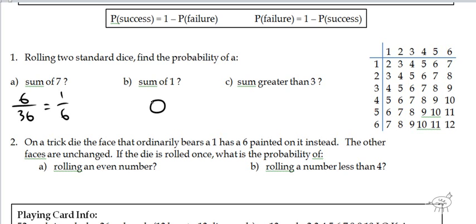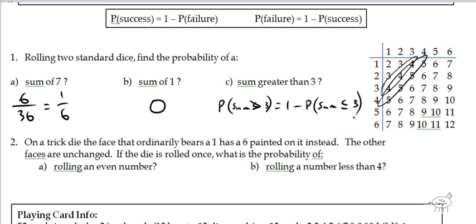Okay, what's the probability of getting a sum greater than 3? Well, I could add up the 4s, and the 5s, and the 6s and 7s and 8s, 9s, 10, 11, 12. But remember, with probability, I can just say 1 minus: the probability of getting a sum greater than 3 is 1 minus the probability of a sum less than or equal to 3, right? Because less than or equal to 3 is failure.